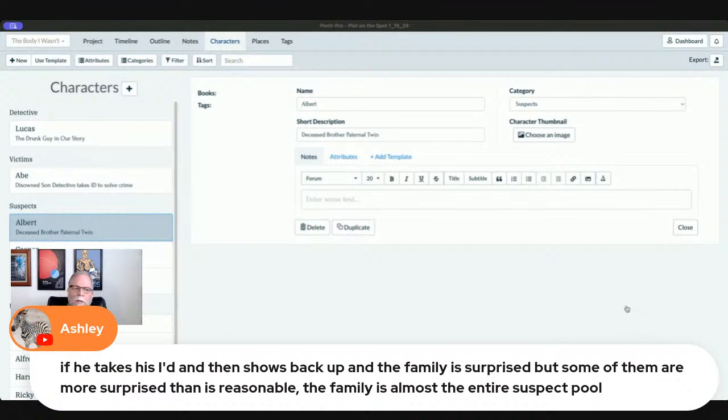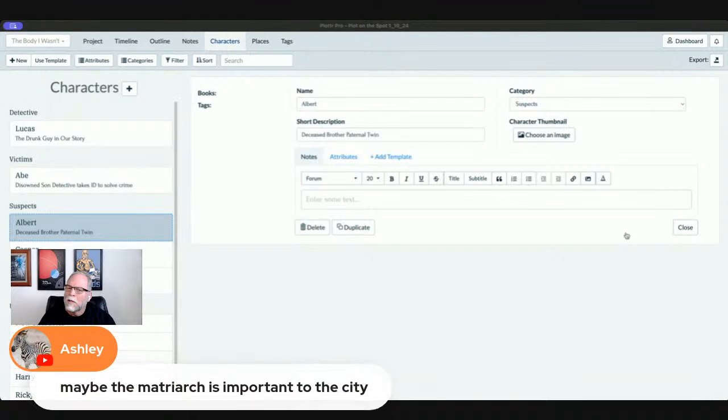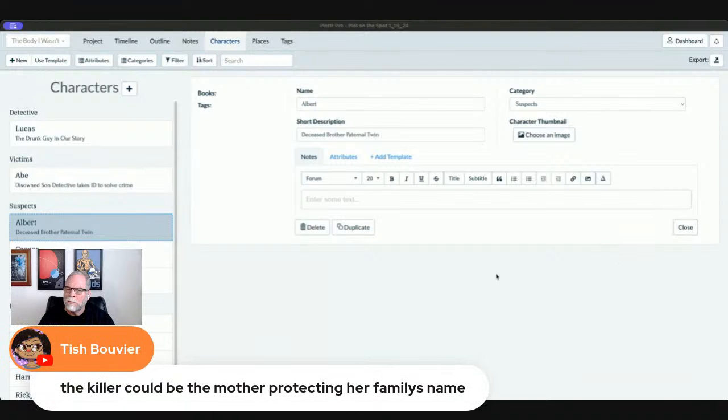Victoria is, oh, he takes his ID and then shows back up, and the family's surprised, but some of them are more surprised than is reasonable. The family is almost the entire suspect pool. I would agree with that as well. I like that Victoria's Casper's much younger wife who's interested in the sobered up drunk detective. That would add some tension as well. Victoria likes the detective. That is pretty awesome. Okay. Maybe the matriarch is important to the city and has her fingers in all kinds of political stuff. Could be the mother protecting the family's name.